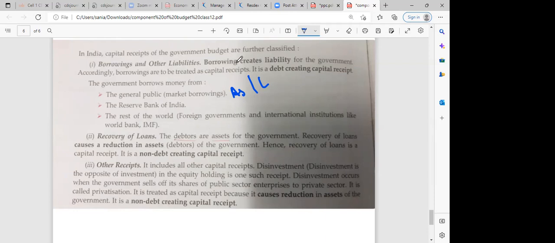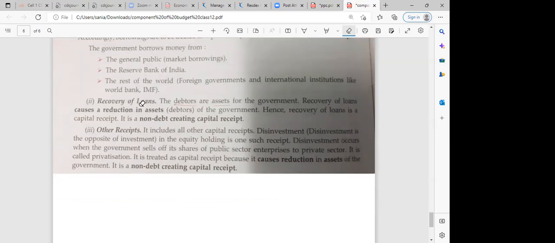So borrowings basically create liability. If you are borrowing from someone, you have to give it back, so the interest burden is increasing. Debt creating capital receipt. Borrowing and liabilities of course affect your liabilities, and that's why they come under capital receipt. They don't come under revenue receipt, because in revenue, your assets and liabilities don't get affected. But over here, they get affected. If you borrow, your assets are not affected, your liabilities are. Then recovery of loans.